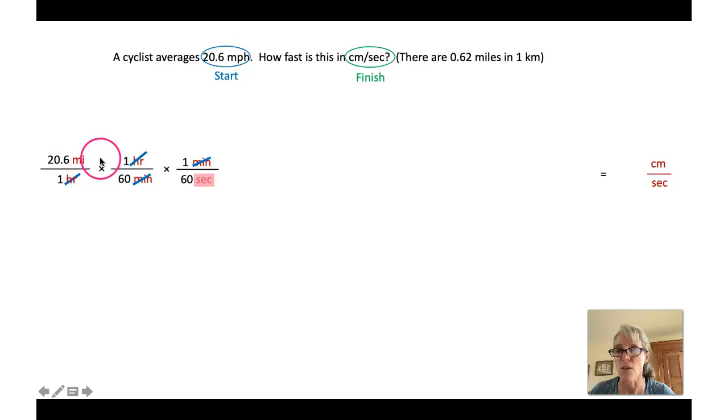Now let's go back and let's start thinking about the miles. Remember, when we multiply, the order doesn't matter. So we can put miles over here on the denominator, and it'll cancel out just fine. Now we need to get miles to centimeters.